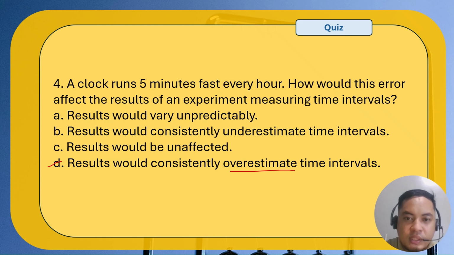Results would vary unpredictably? No, because the clock always runs 5 minutes fast every hour. Results would consistently underestimate? It will not lower the value, but instead it overestimates the value. Results would be unaffected? It is affected because this is a systematic error, and systematic error affects accuracy. So the answer for this item is B.